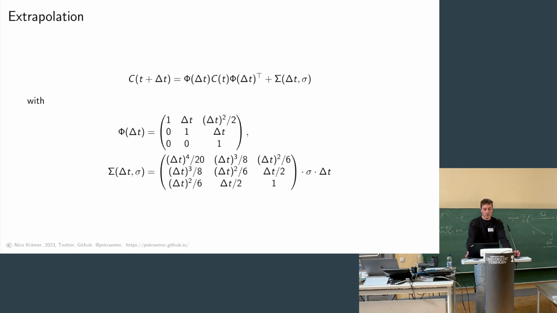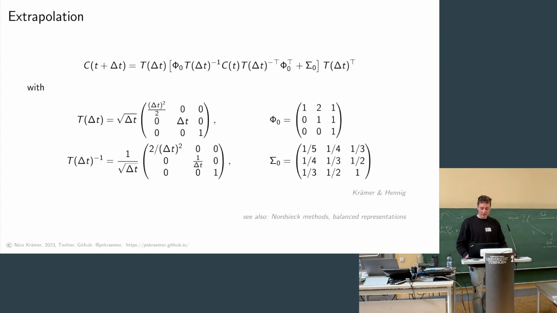Well, one important observation is that yes, sigma is anti-symmetric, and it's not really low rank, but there is a lot of row and column structure, so maybe we can make use of this information. What we can do is split sigma into the product of some time terms, delta t squared, delta t and 1, times some constant matrix, here this 1/5, 1/4, and so on, plus sigma transposed.